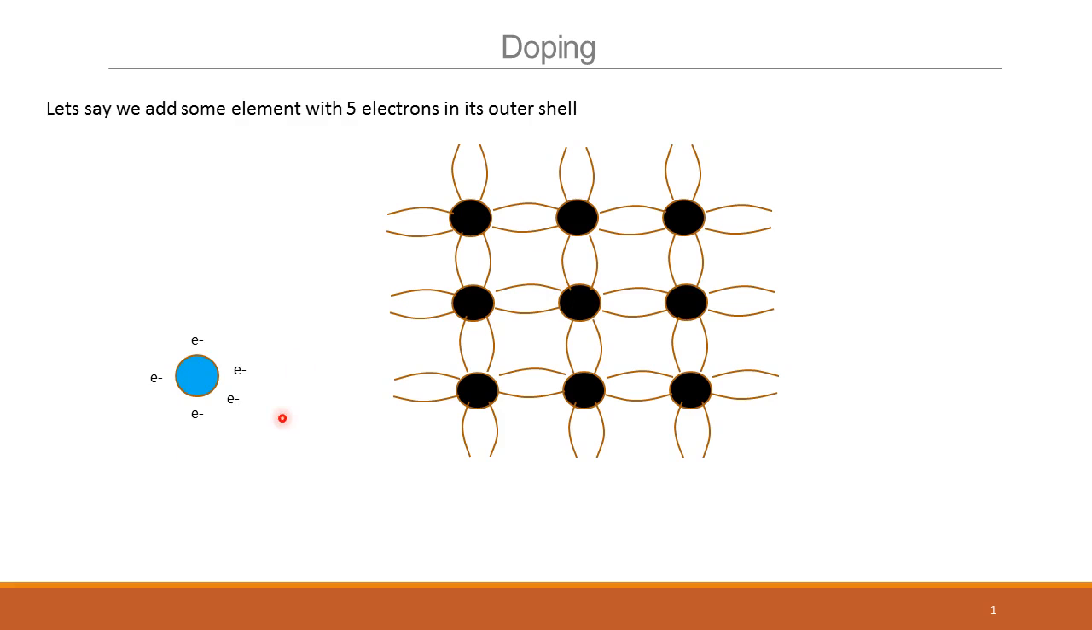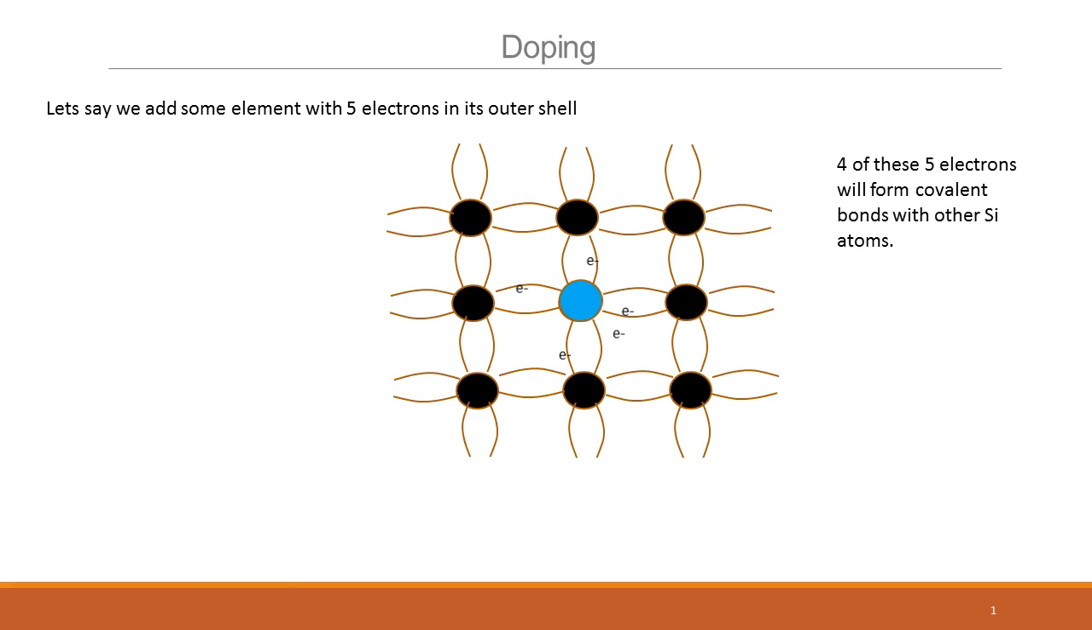Now let's say we bring in another atom which, instead of 4 free electrons at the outside, has 5 free electrons in its outer shell, and we replace one of the silicon atoms by this new atom. Right. So 4 of these electrons will form covalent bonds with the neighboring silicon atoms. So this is the new atom.